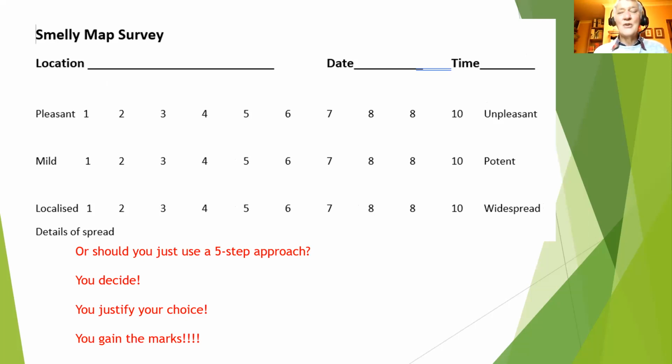Now, I use 10 figures on there, a scale from 1 to 10. Can you really, are your noses sensitive enough to differentiate between 10 different degrees of pleasant and unpleasant smell, or mild and potent? Should you perhaps just use 5 steps? Well, you decide. You justify your choice. You gain the marks. You say, it was suggested that we use this. When I went out in the field, I thought, I'll do it this way. I did it this way because. And you're criticizing and you're showing how you develop your ideas. Credit.